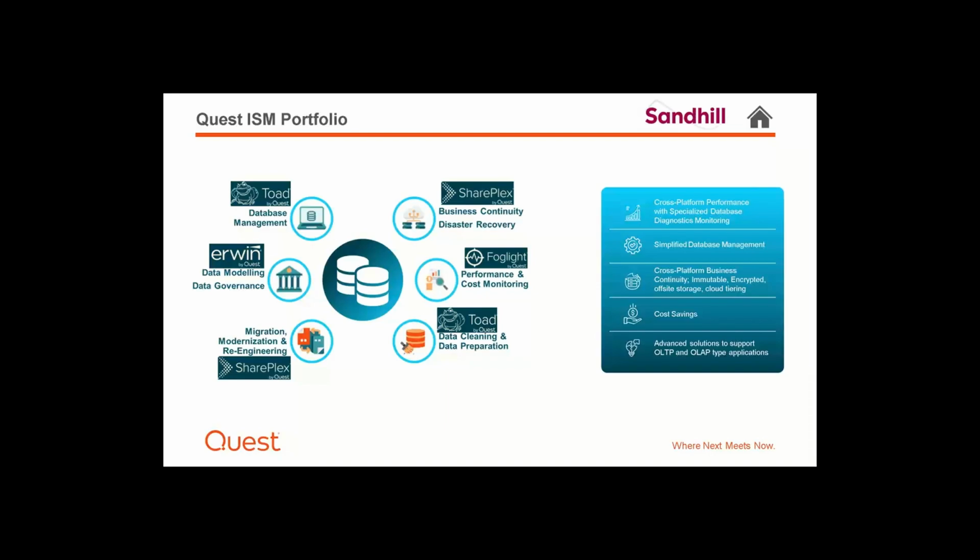Similarly, we have another Quest ISM product, which is Foglight. It's a really good tool. Since I joined, I've been using Foglight, and it's a performance monitoring tool covering heterogeneous databases. When I say heterogeneous, it means 11 to 13 different databases in a single pane of glass. It gives you the full picture of database monitoring from A to Z.